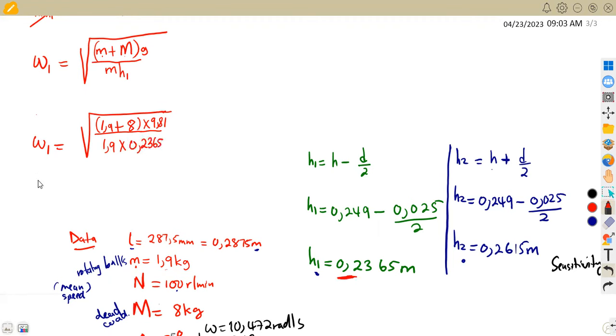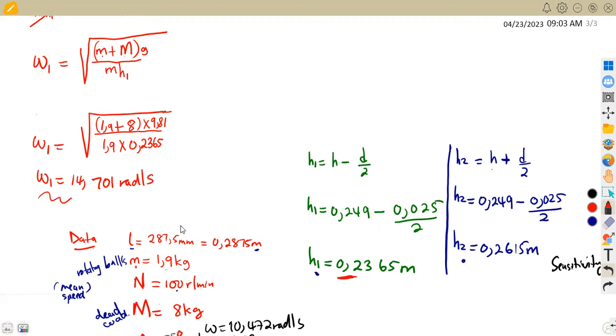So h1 is 0,2365. This is going to give us omega-1, which is measured in rad per second. Remember, omega is rad per second. So that's something like 14,701 rad per second.